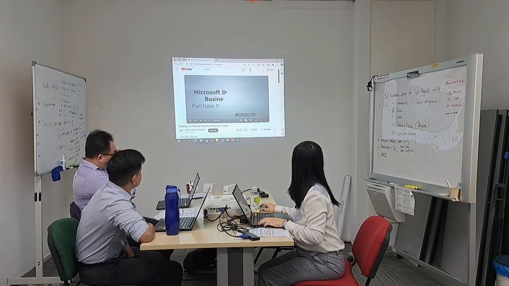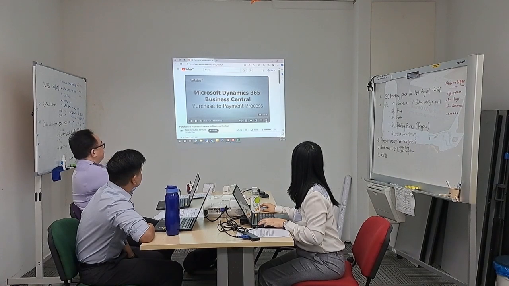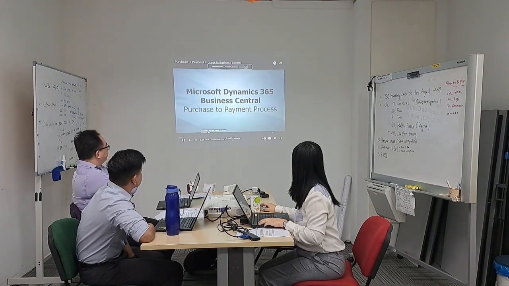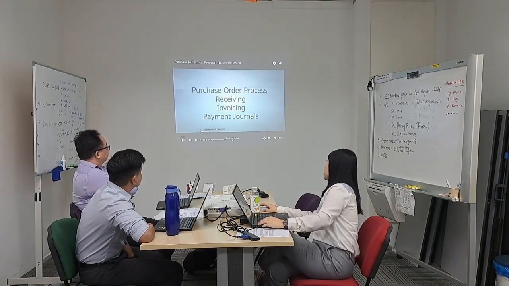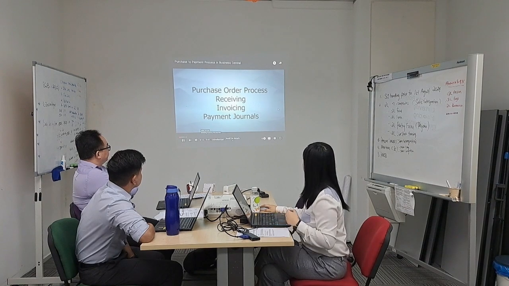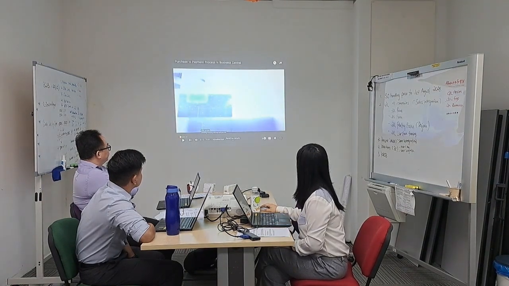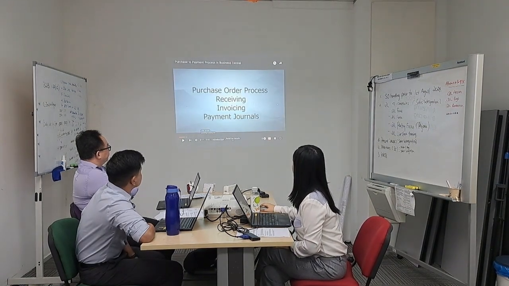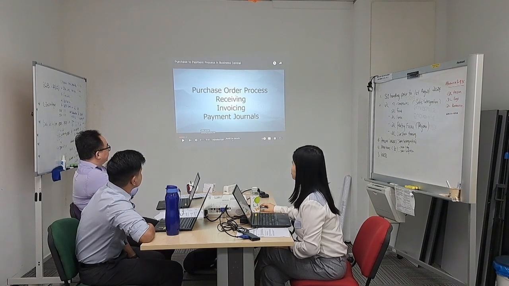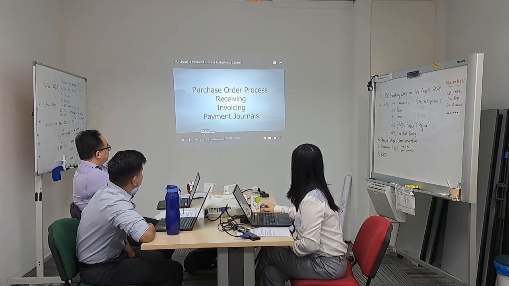Today, we're going to be discussing the purchase to payment process of Microsoft Dynamics 365 Business Central, including the purchase order process, receiving, invoicing, and payment terms. Okay, so purchase order processing, receiving, invoicing, actually we already did, and the payment journal we also already did. Okay.